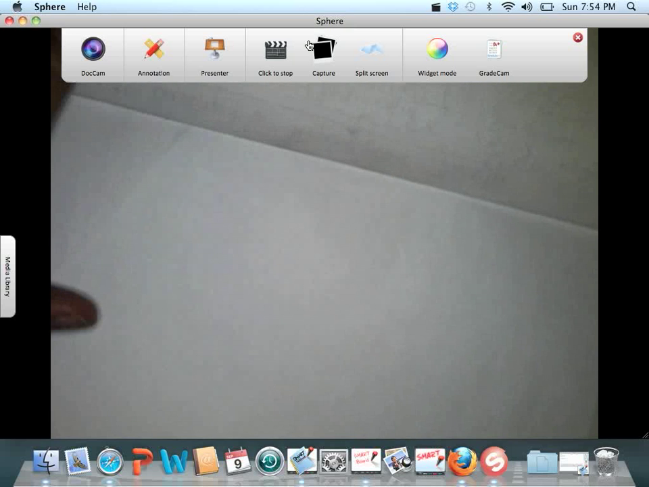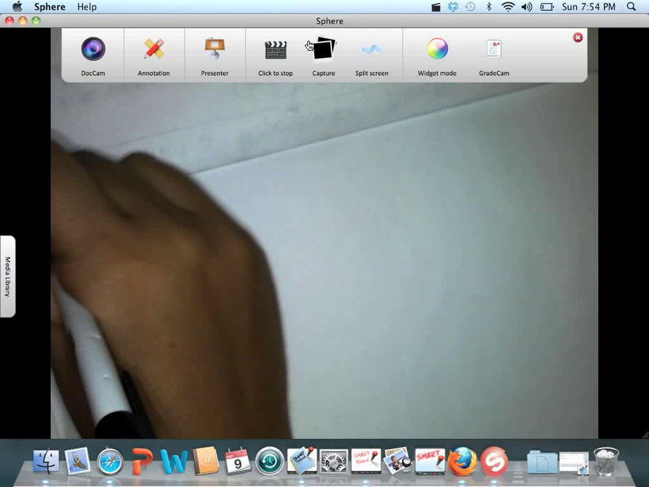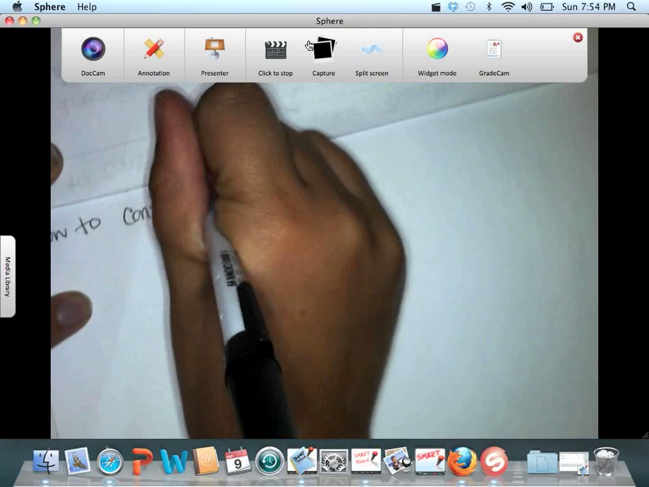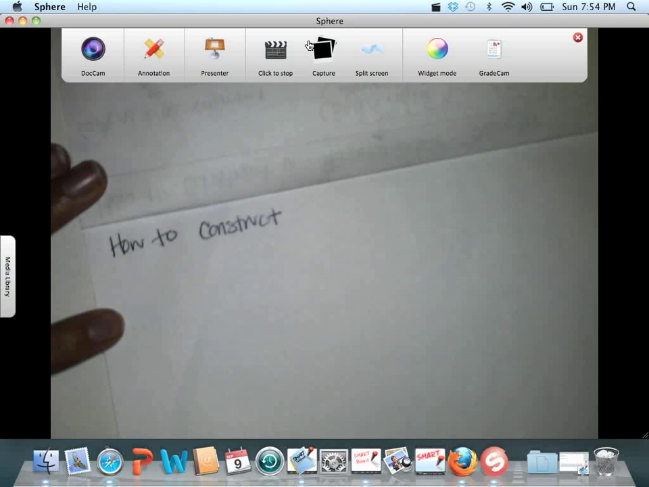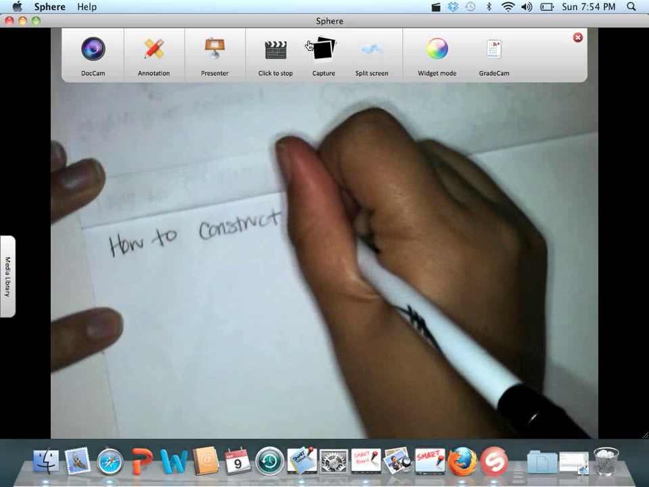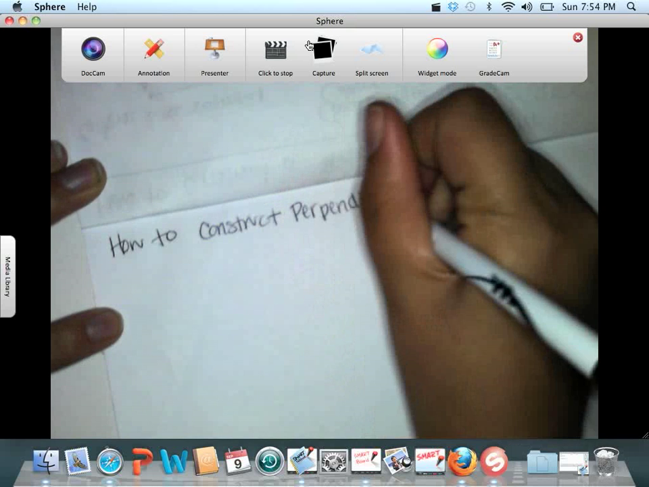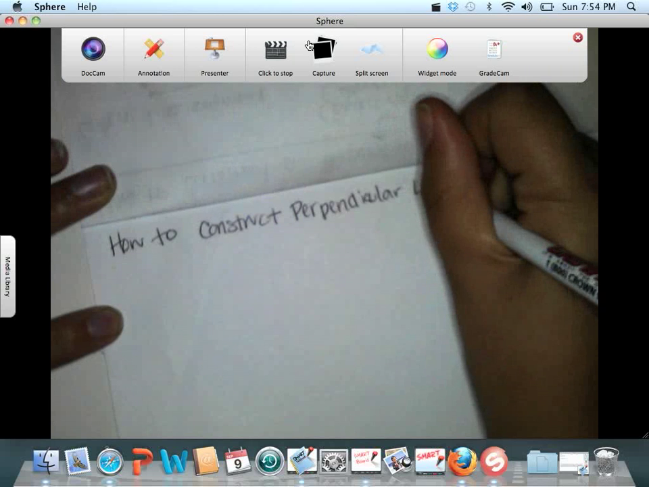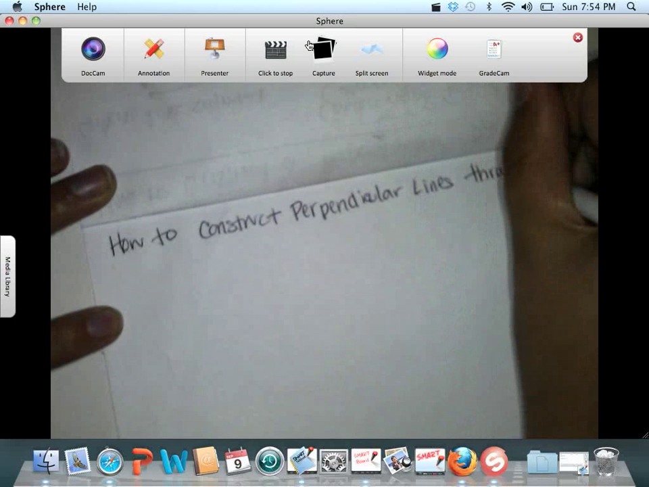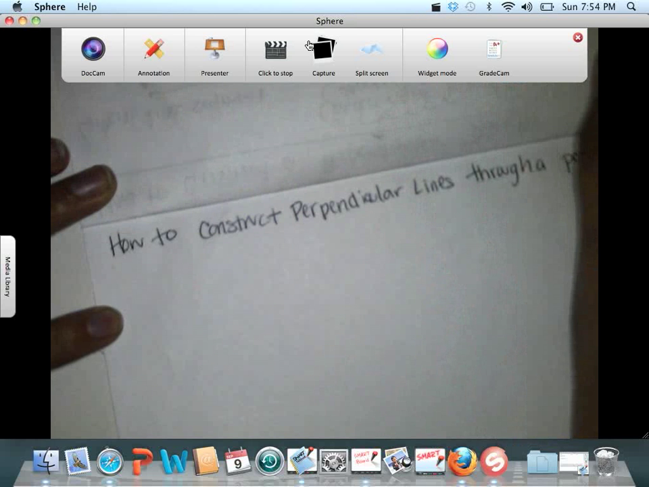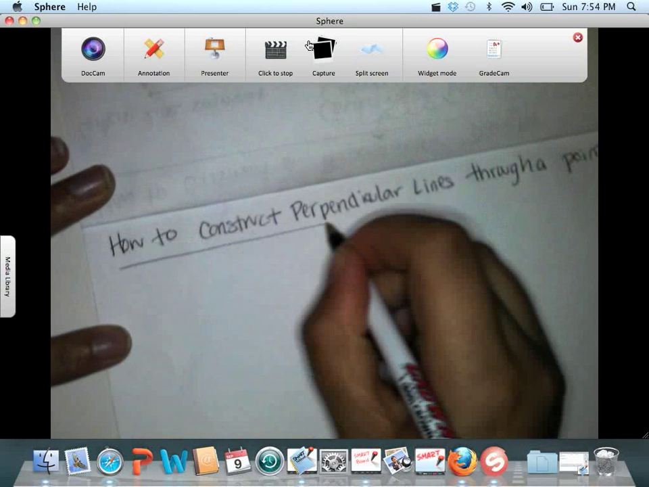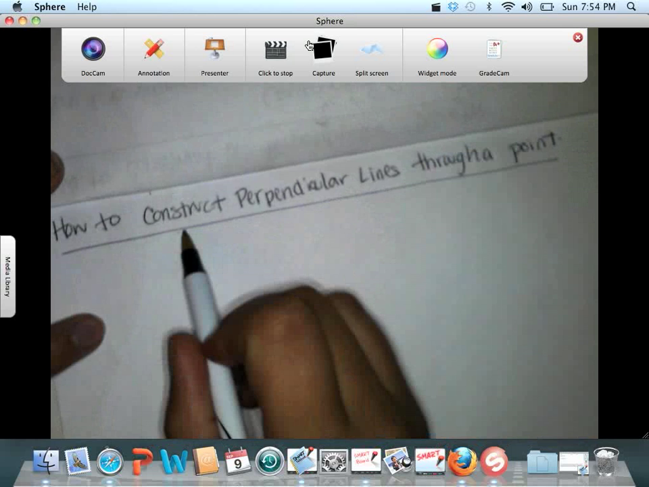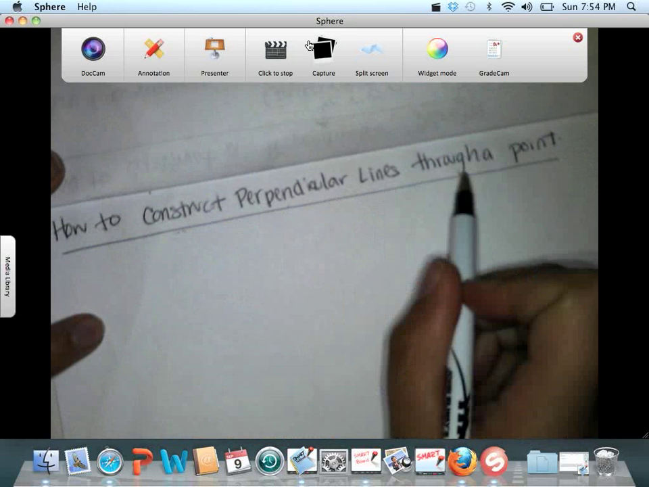Alright. Okay, so today we are learning how to construct perpendicular lines through a point. Super long name, but not hard to do. Okay, there you go. How to construct perpendicular lines through a point.